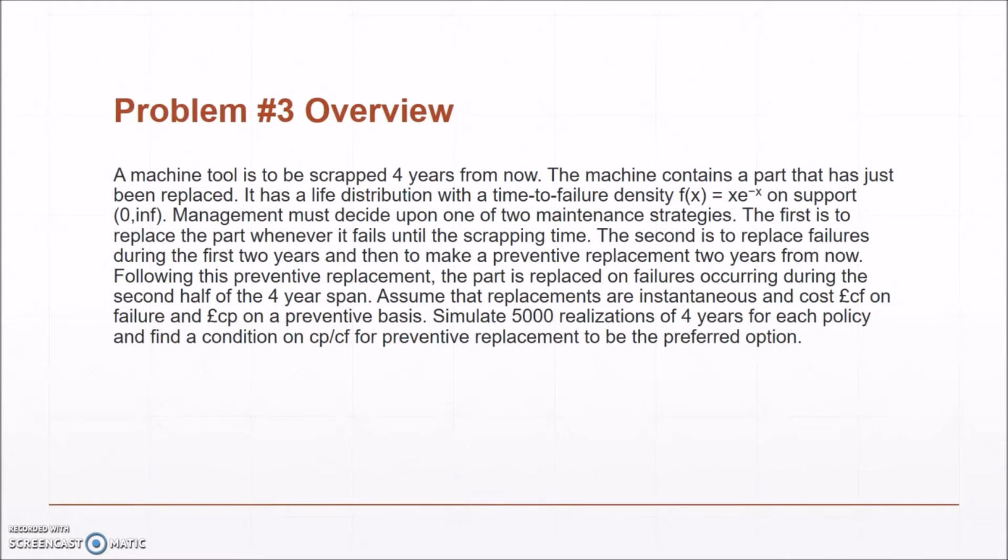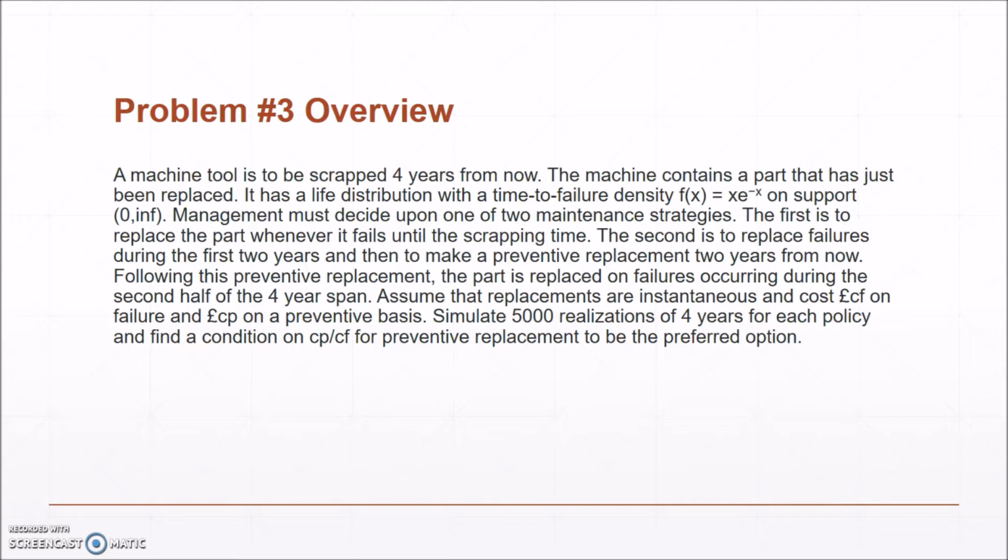Problem 3 describes a scenario where a machine tool has a part that has to be scrapped. Basically, the machine has to be scrapped 4 years from now, and you have two different options with the machine itself. The machine contains a part that has to be replaced. You can either replace the machine part every time it fails, or you can replace the machine part every time it fails for the first 2 years and then go on a preventative maintenance plan for the next 2 years.